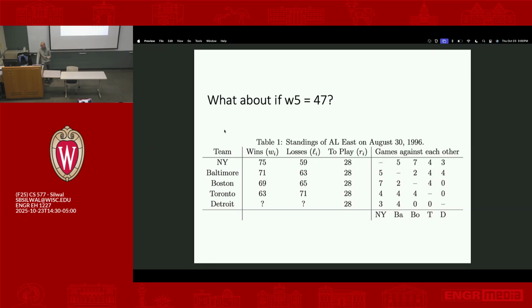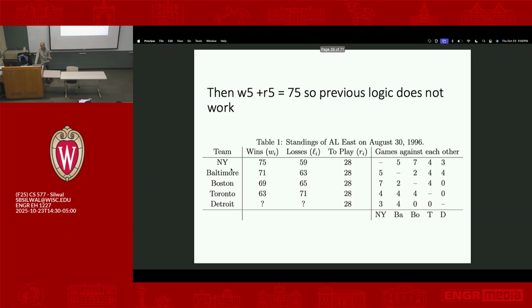So let's look at these two teams. How many games do they have left to play against each other? They have 5 games. So at some point, one of these teams will have 76 wins, because they have 5 games between them left. So at least one of these will have 76 wins. So actually, if I told you Detroit has 47 wins, it cannot be in contention for first place. Does that make sense?